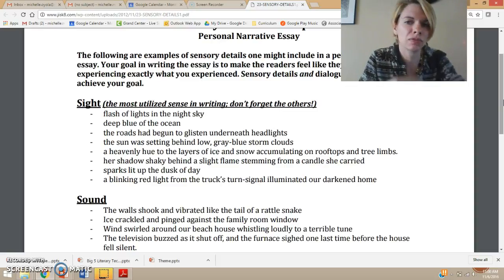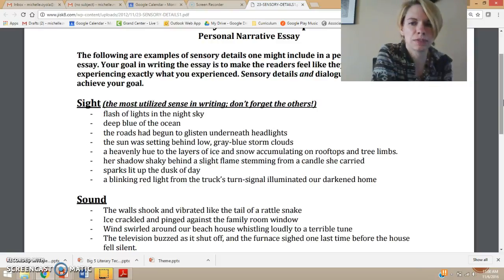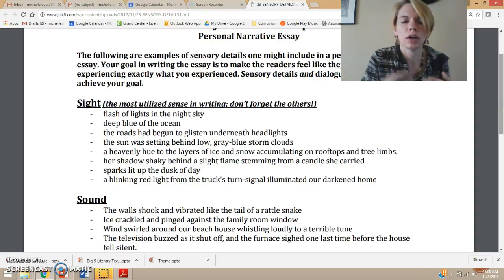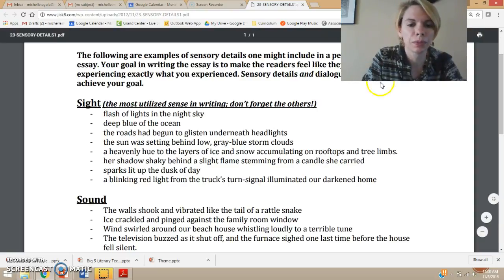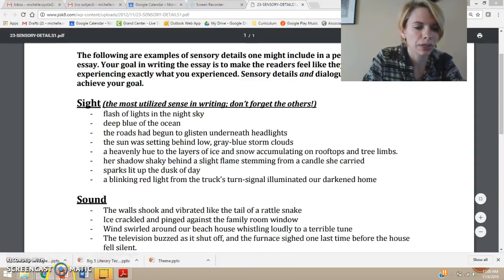And also keep in mind, even though they have these separated out by sense, usually when you're writing sensory details or when you encounter sensory details when you're reading, they're all mixed up. You won't just have sight or just sound. Good writing is going to throw a couple in at once to give you one complete picture. Alrighty.